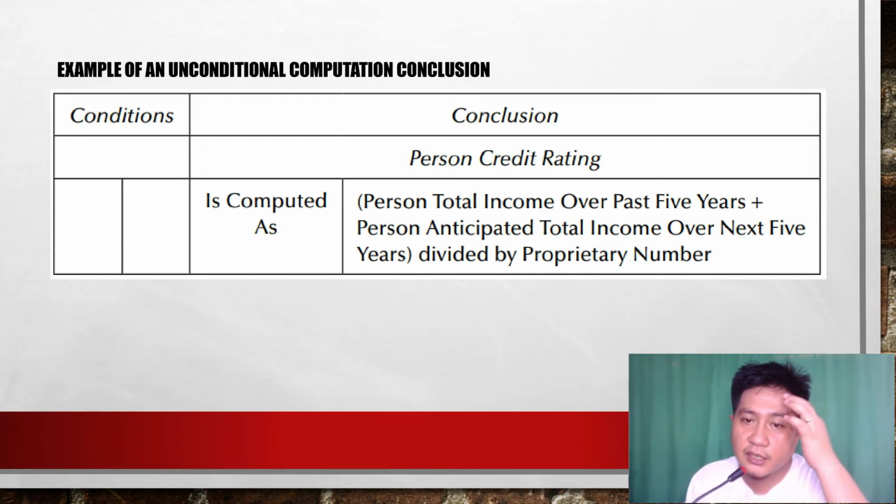Like the person's total income over the past 5 years plus the person's anticipated total income over the next 5 years divided by the proprietary number. So there is no condition. Unconditional computation conclusion. There is nothing here, just a conclusion. These are the two examples of principle number 4. But this unconditional computation conclusion rarely exists. It always has a condition, preconditions, before it comes up to the conclusion.